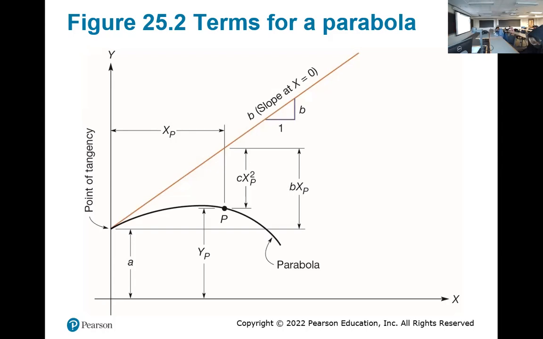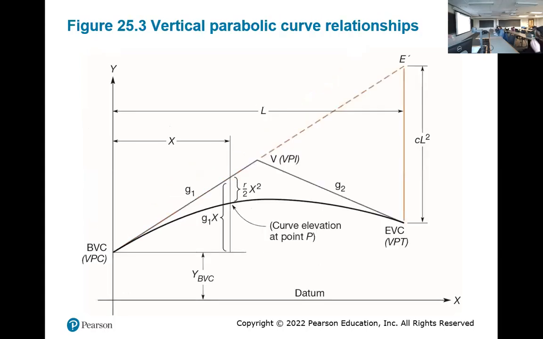A is your starting reference. BXP is as you're working up that slope. B is the slope. The textbook goes through and derives additional equations in terms of what we would use as surveyors or civil engineers for a vertical curve.